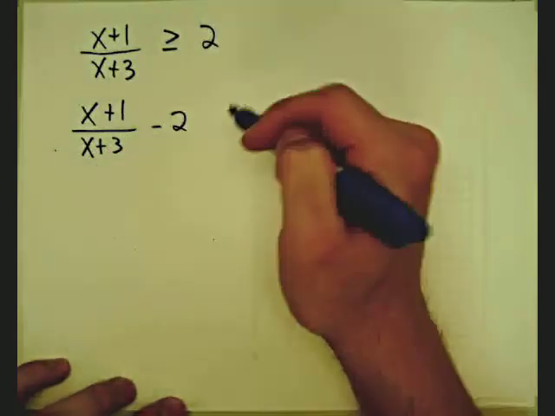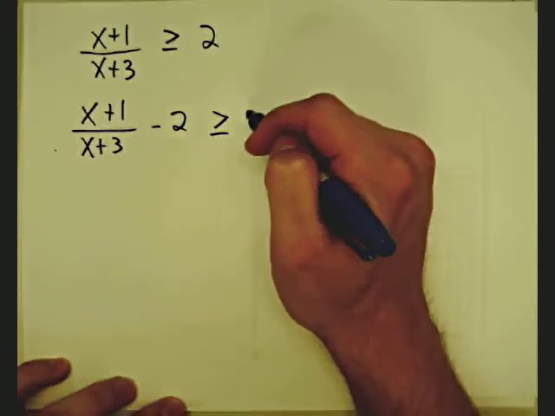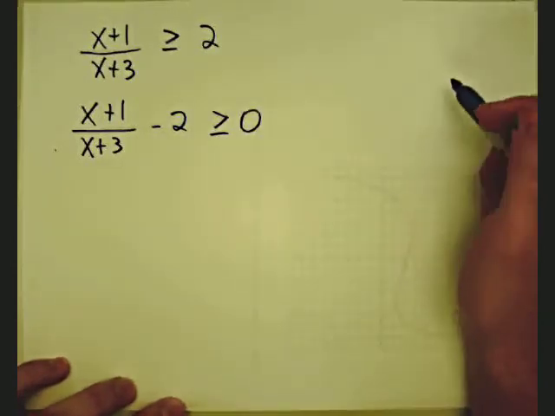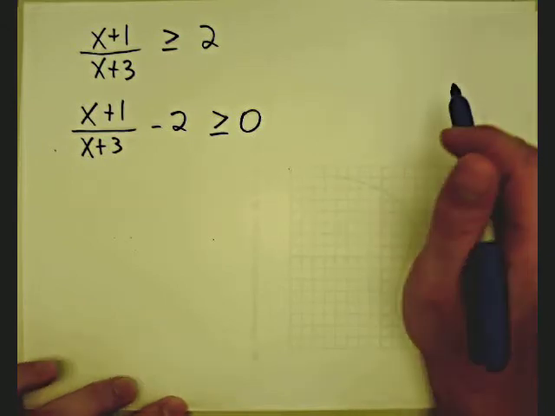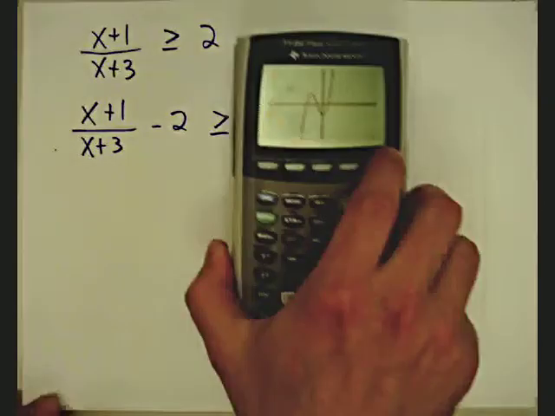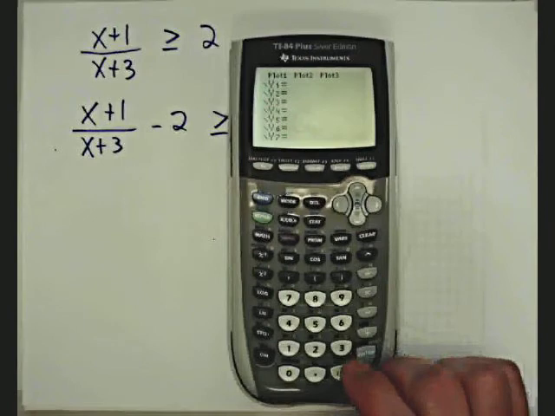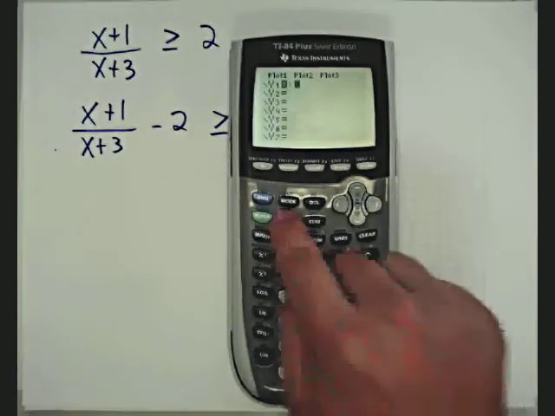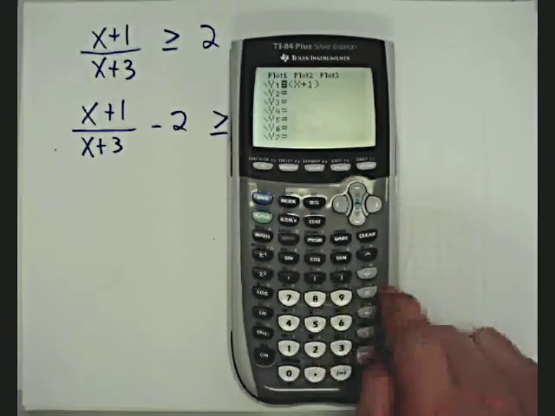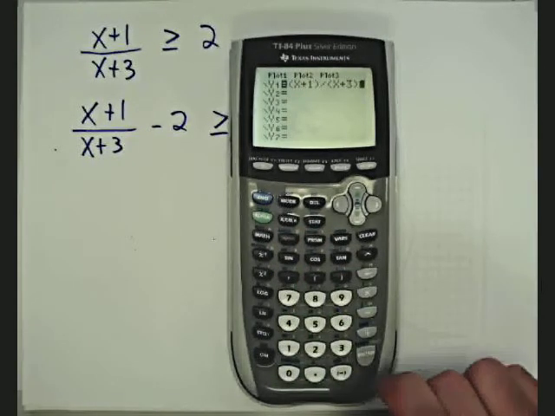Notice, though, that we have a fraction on the left-hand side, and in order to combine minus 2 with anything, we'd have to have a common denominator. Since we'll be solving using our calculators, we won't worry about having a common denominator on this problem. Okay? So from here, we want to proceed with graphing on our calculator. Remember to use parentheses, so we should have parentheses around x plus 1 divided by parentheses around x plus 3, and then minus 2.